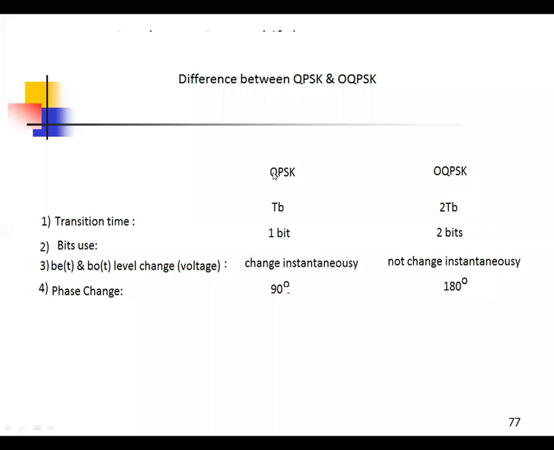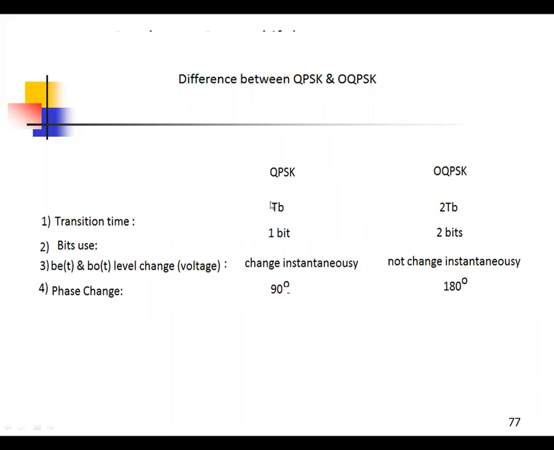Please note down. It is non-offset QPSK. This is offset QPSK. Please note that one. The first one is non-offset QPSK. This is offset QPSK. So make the difference. QPSK in this point of view, non-offset QPSK, OQPSK is offset QPSK. Okay, this is the original QPSK now.